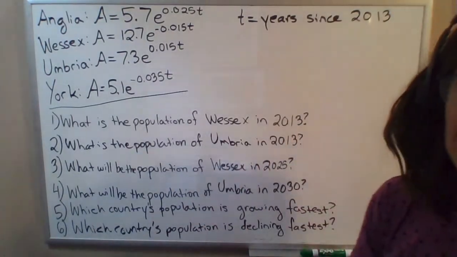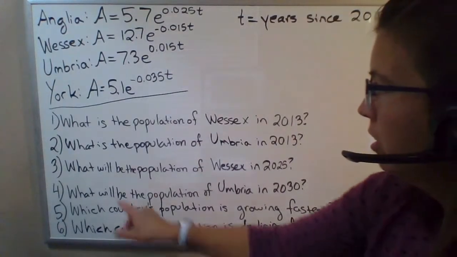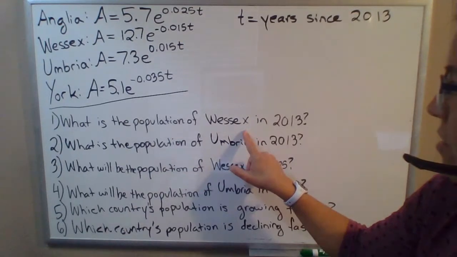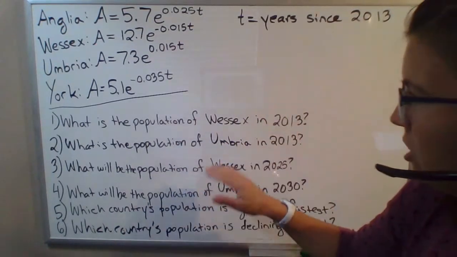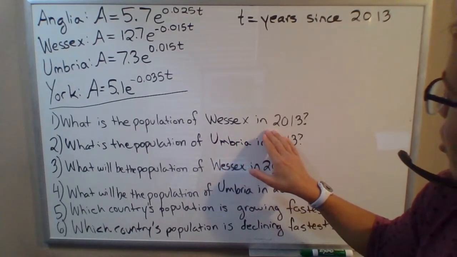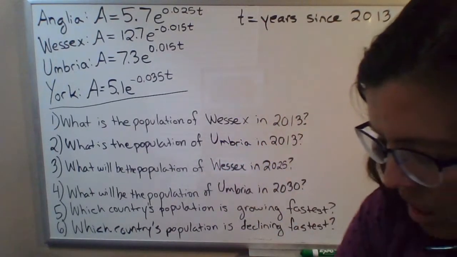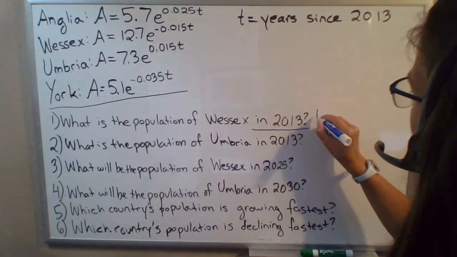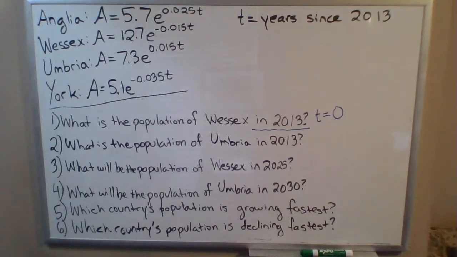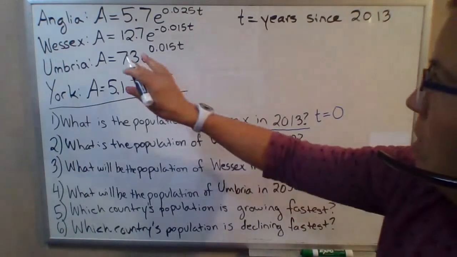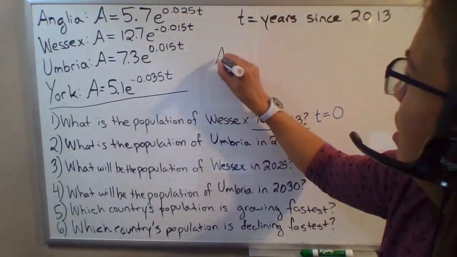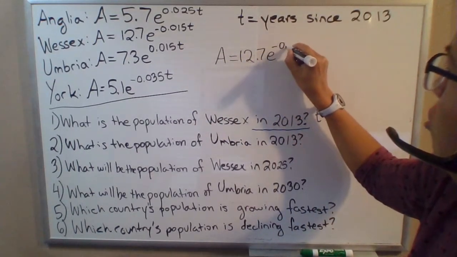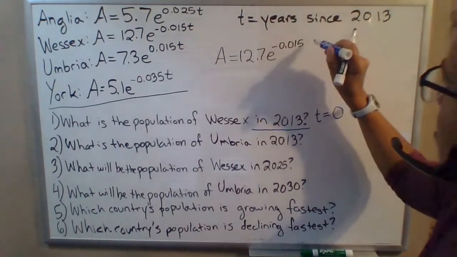Hopefully you have the PDF handy so you don't have to rely on all of my writing here. But first question, what is the population of Wessex in 2013? Or what was the population, I guess, is what I should have said. If T represents years since 2013, then in 2013, T is 0. It's been 0 years since 2013. So we would go to the population model for Wessex, that second equation, and substitute 0 for T. So this is e to the negative 0.015 times 0.